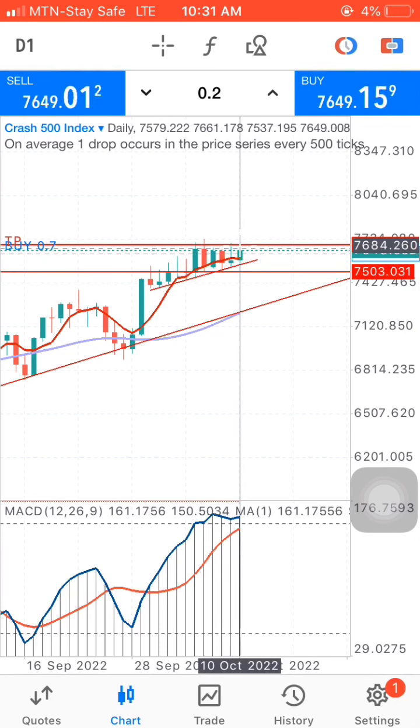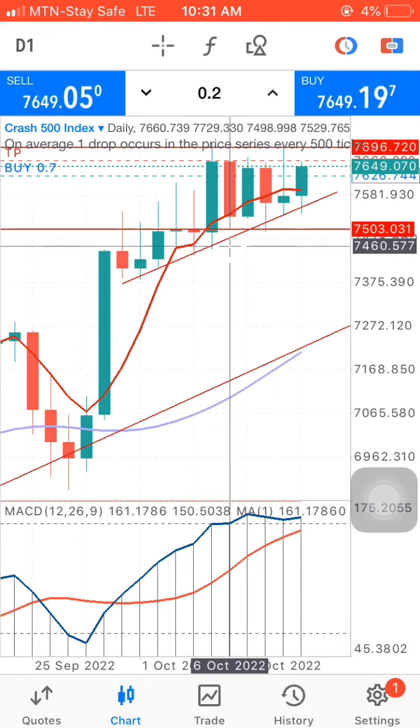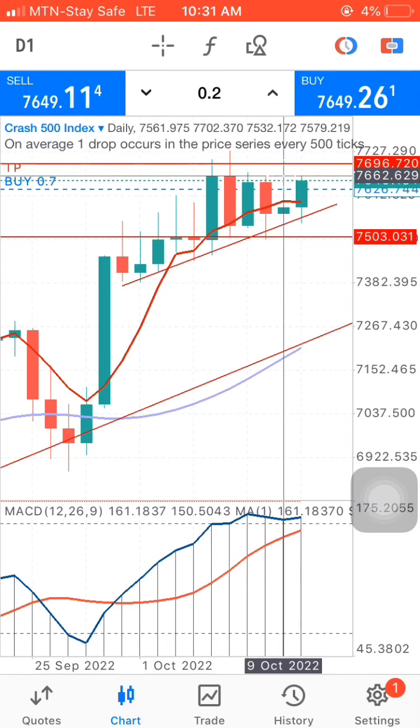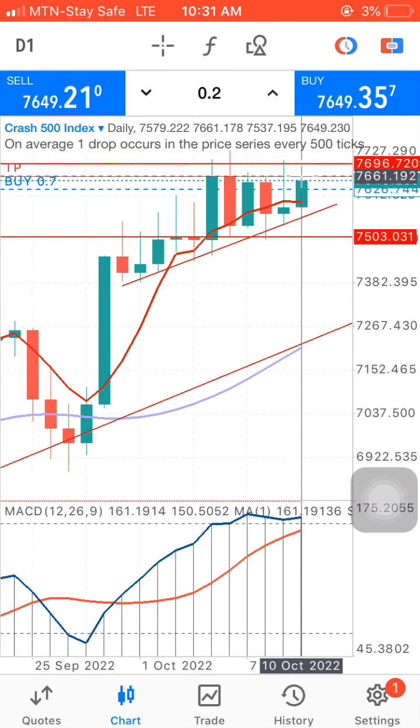Of course, that's not where my TP is. My TP is here, but I expect it to buy to this level here. But to be on the safe side, being that this is where the last rejection came from, that is why I decided to put my TP at that over there.